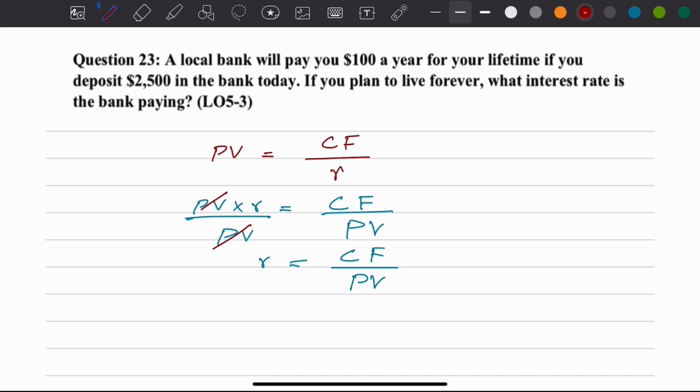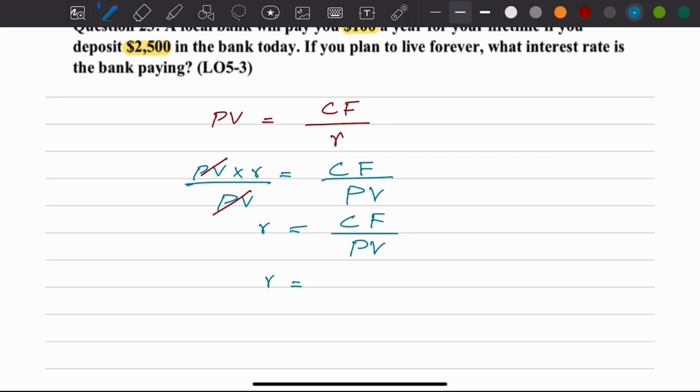Now all I need to do is substitute with the inputs that I'm given in the question. We know the cash flow, we know the present value. That means R equals $100 divided by 2,500. Turn to our calculators: 100 divided by 2,500 is 0.04, which equals 4%.